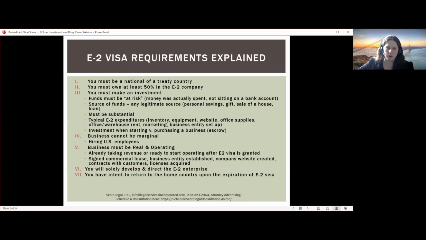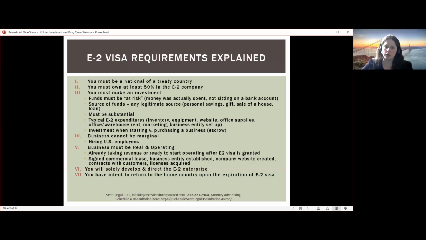So another E2 requirement is that the business has to be real and operating. So this can mean one or two of two things. If you're buying an existing business that's already running, then you're going to show, okay, this business is taking in revenue. Here's the tax returns. Here's the W-2s. Here's invoices, contracts, proof that this is an ongoing legitimate business, licenses, things like that.